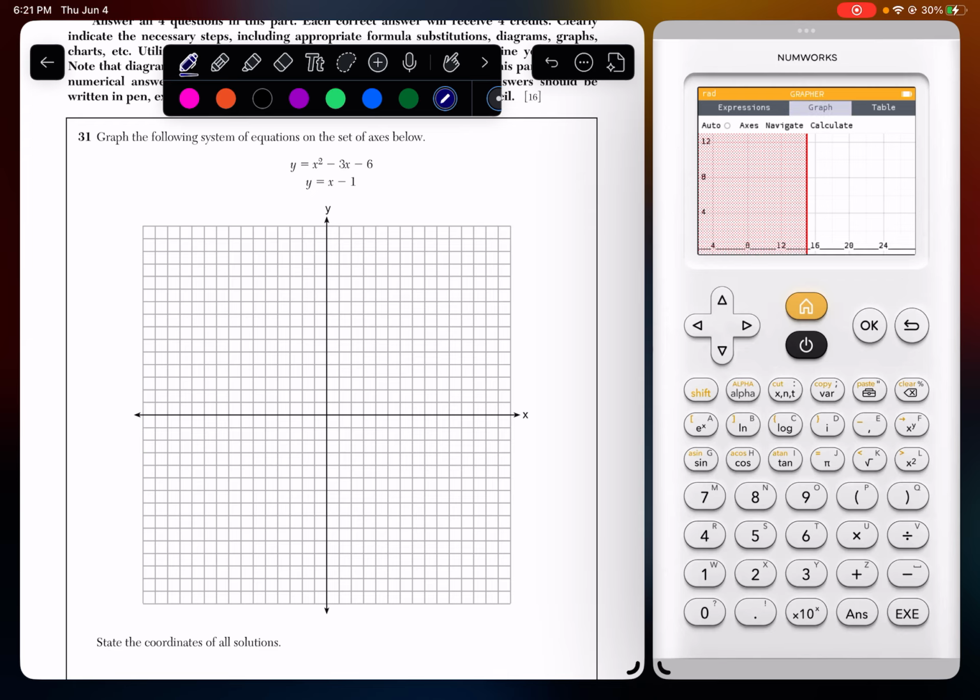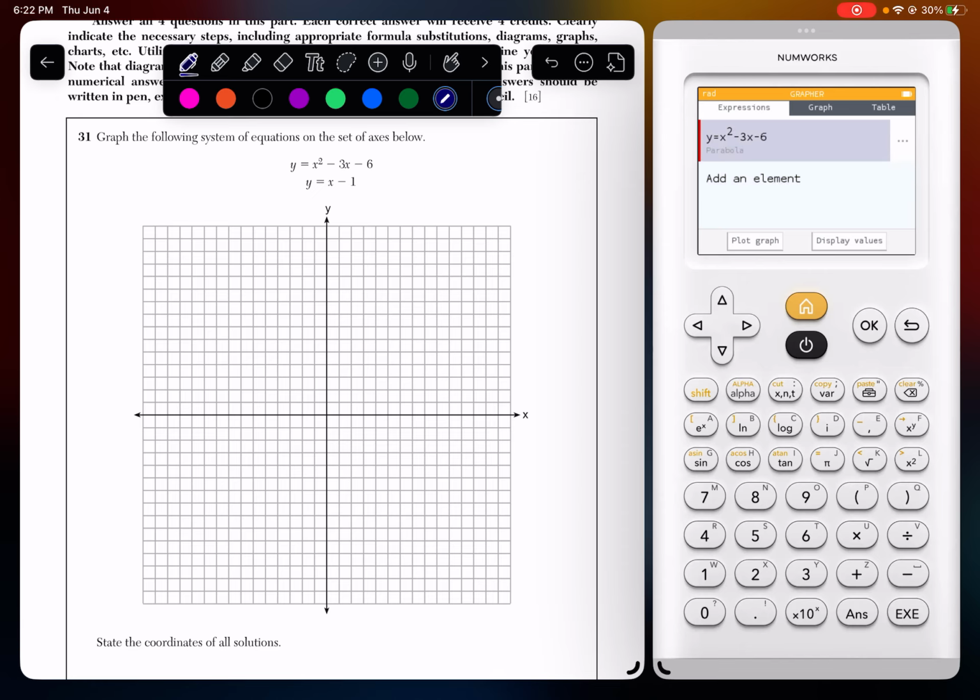So what I'm going to do here is go to my grapher. And for this one, I'm going to demonstrate some of the grapher features that might help you navigate any type of graph. So first thing is I'm going to put in my two equations. So I can use alpha to type my y equals x squared minus 3x minus 6.